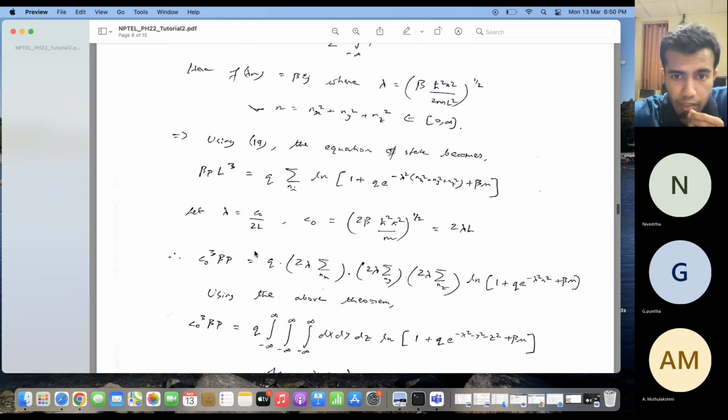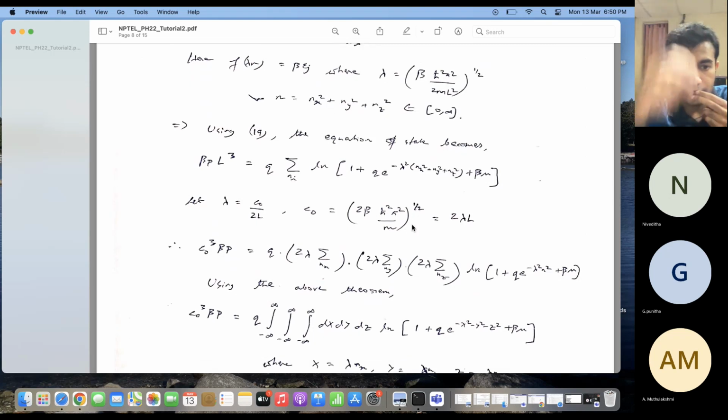Okay, now we make the following substitution. You see lambda has this particular form, so I can write lambda as C0 divided by 2L, where C0 is equal to 2 lambda L, or it is equal to this particular quantity, 2 beta h cross square pi square by m raised to the power half. If I make this substitution, then I replace L basically by C0 by 2 lambda.